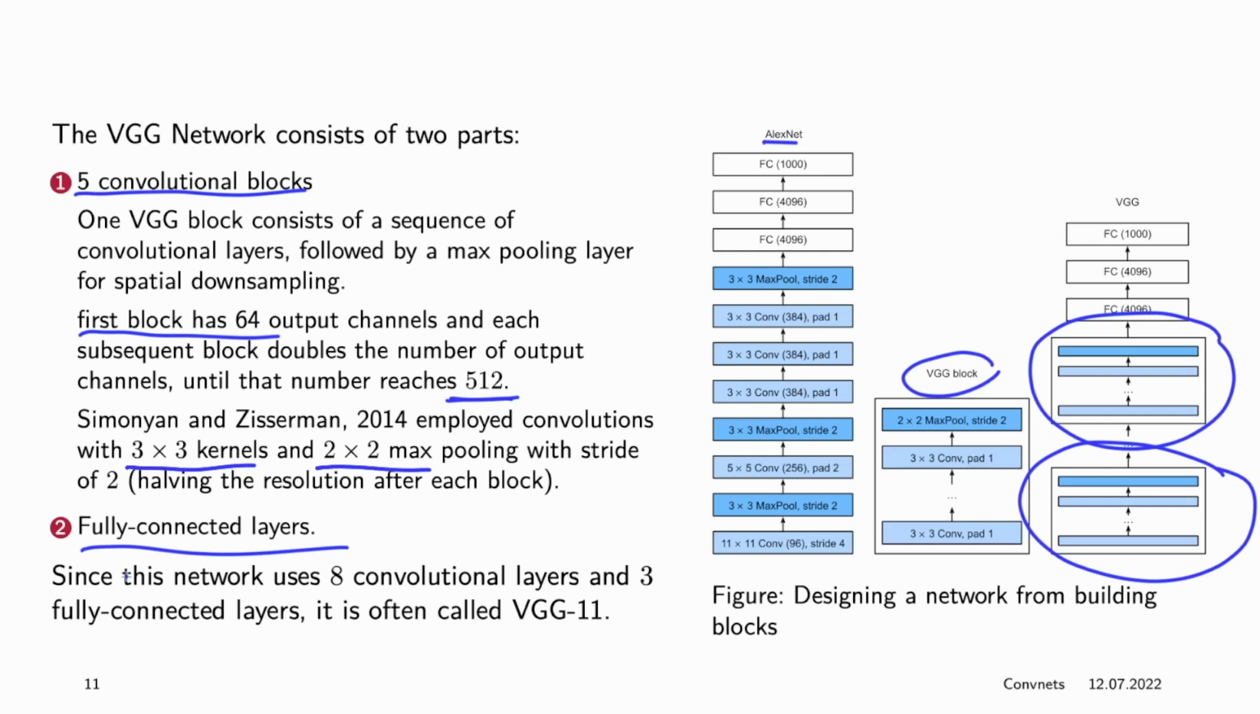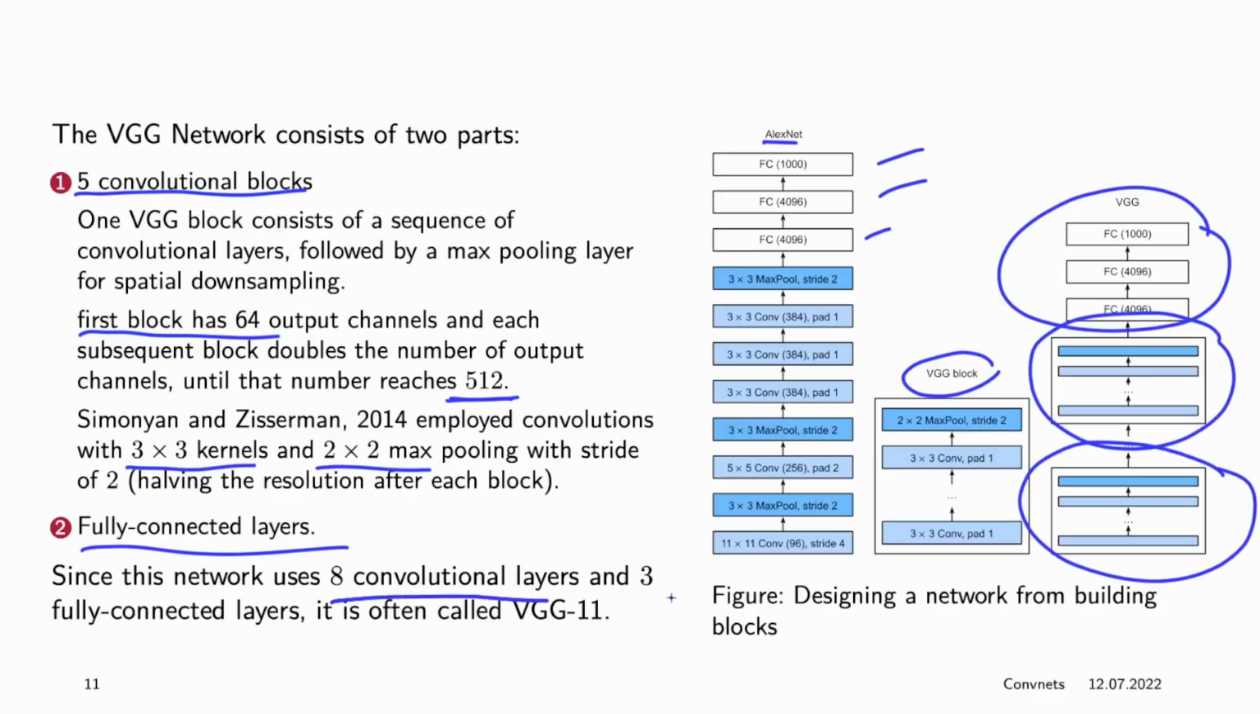The second component is 3 fully connected layers, which is similar to the structure of AlexNet. As the VGG network uses a total of 8 convolutional layers and 3 fully connected layers, it's also known as VGG-11. To summarize, VGG-11 constructed a network using reusable convolutional blocks.